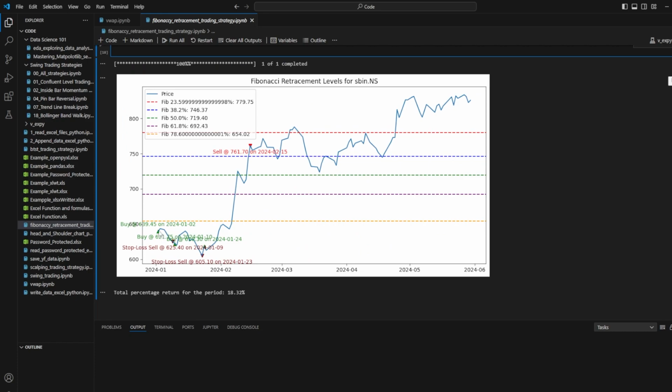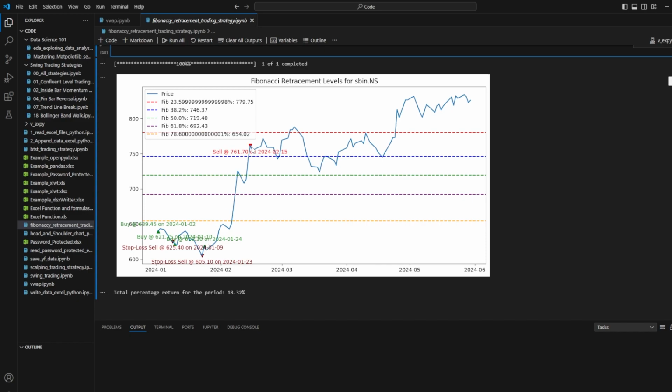If you see, the first buy was suggested on 2nd of January 2024, then again there was a sell. Now this is the thing: your strategy might not give you profit every time, so it will give you a loss as well, but it will try to minimize your loss. Then again it got bought, but again it got sold at a loss. Now again it bought somewhere at this price, and then it gave you 10%, or let's say more than 10% return.